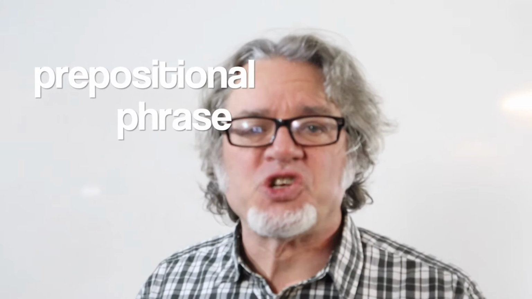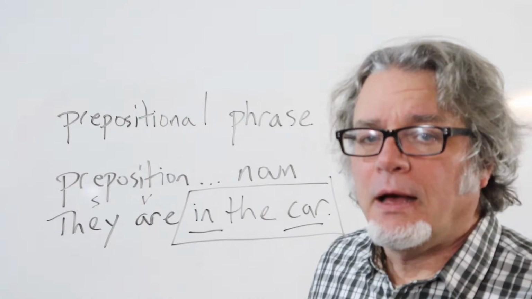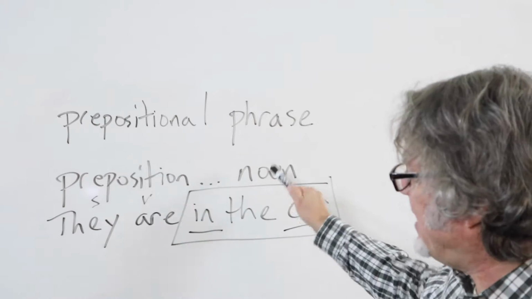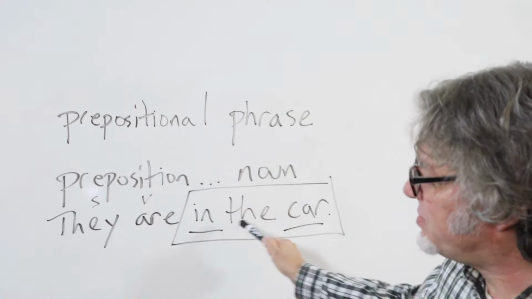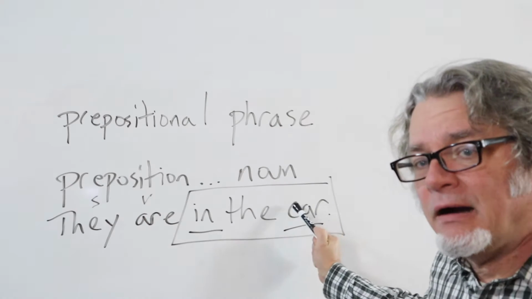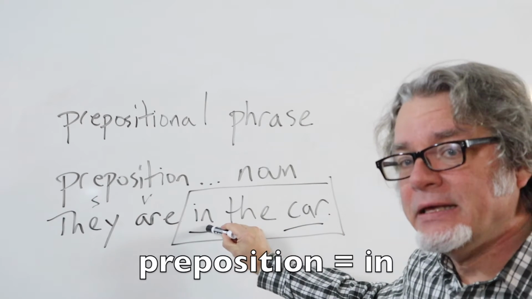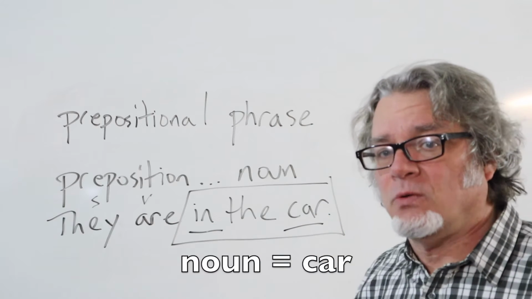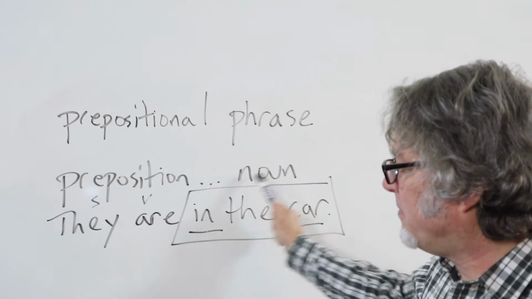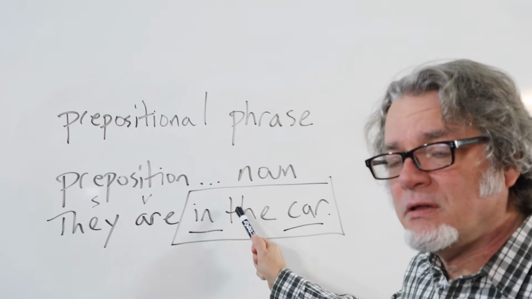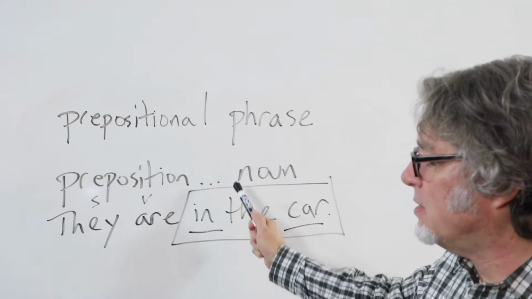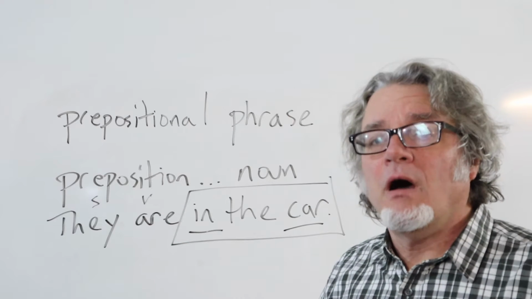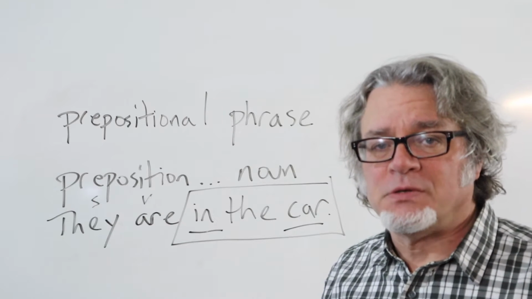What is a prepositional phrase? A prepositional phrase begins with a preposition and ends with a noun. So in this example, they are in the car. The word in is the preposition and the word car is a noun. The prepositional phrase tells the reader or the listener where someone is. But there are other uses for prepositional phrases.